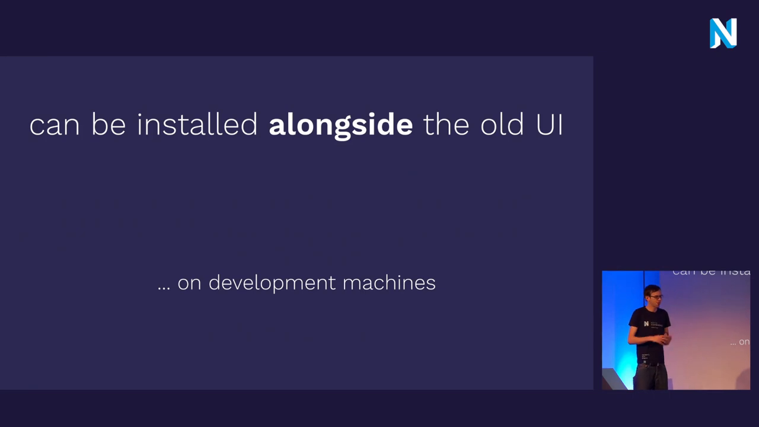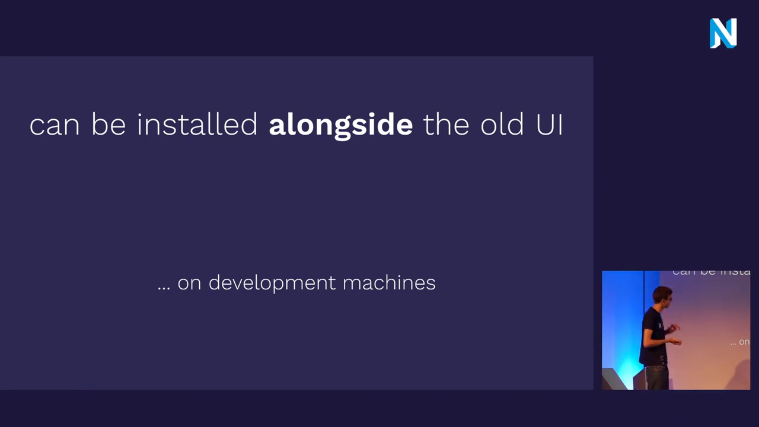It can be installed alongside the old UI. That means it's just a package you find on Packagist, on Composer, and you can just add it there. I'll show you that in the next slide. And then you can just switch between using the one or the other.